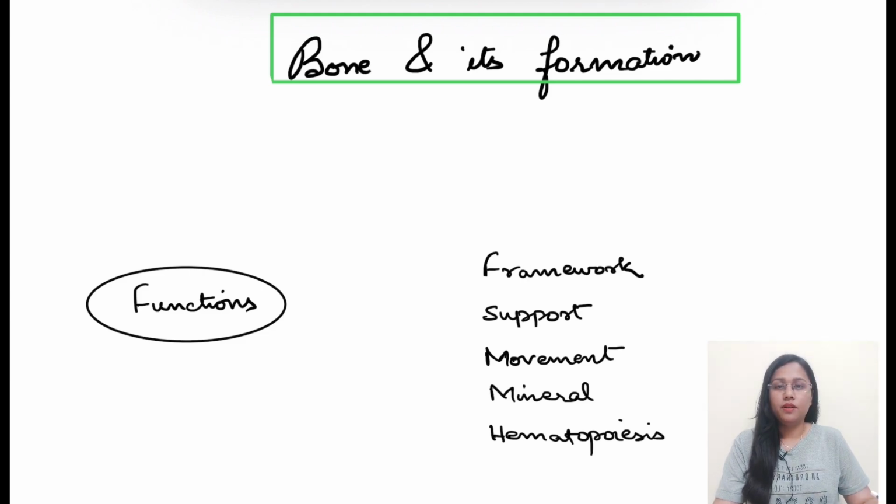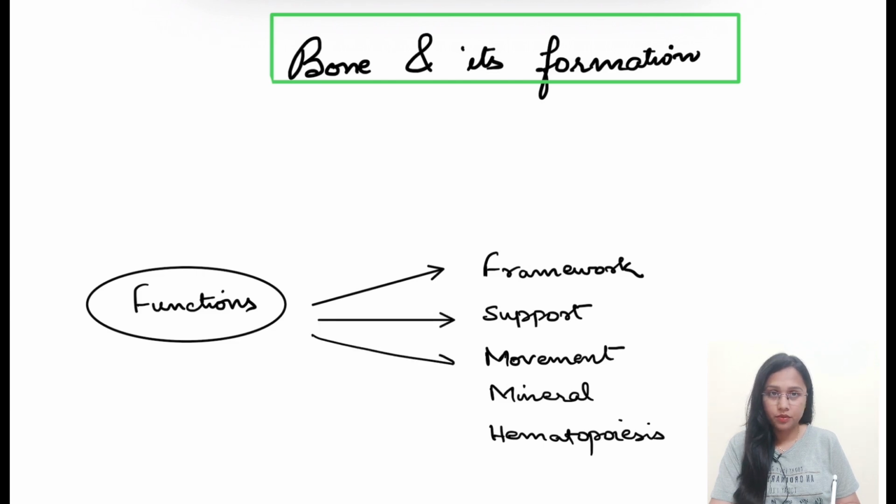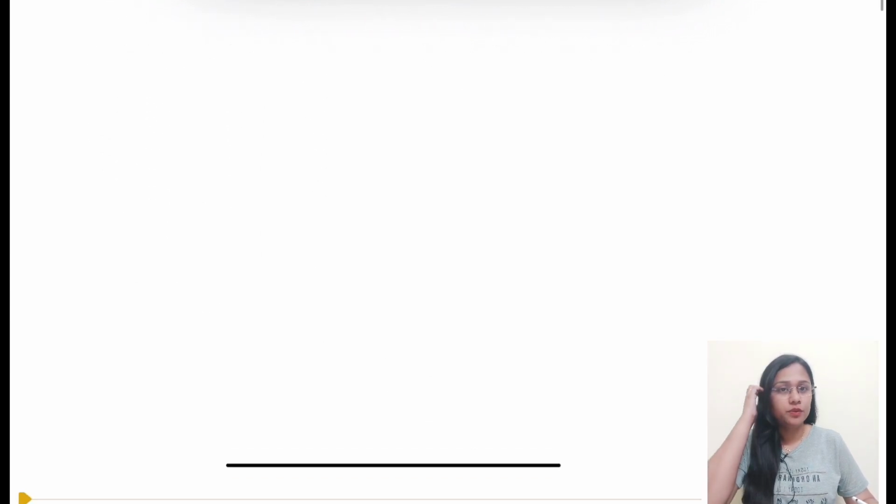So what is bone? Bones are basically specialized connective tissue, and this specialized connective tissue makes the framework for our body, which is the skeleton. So what are the functions of the bone? It forms a framework, provides support, helps in movement, mineral homeostasis, and is a site for hematopoiesis. So this is the basic thing that we all already knew.